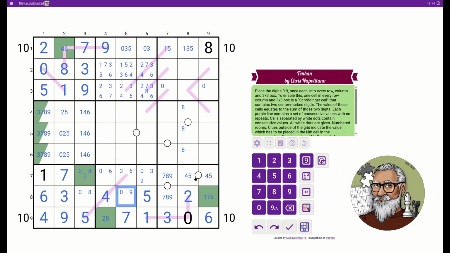That 5 didn't eliminate anything from there or here. Brilliant. This could be both 8 and 10. There's no problem with that. Yes.